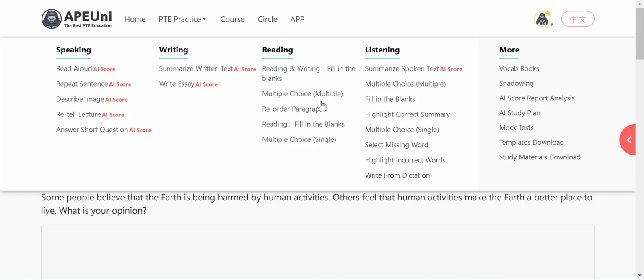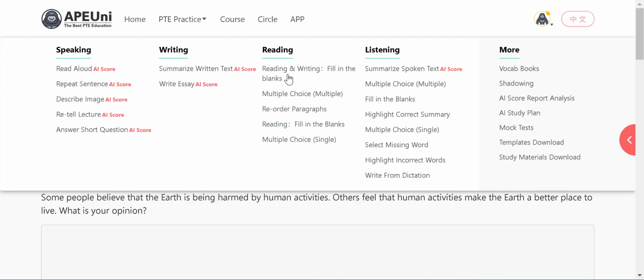The thing is that in the reading section and in the listening section, the given time is for the whole section. You get to manage your time while you are doing reading, and you get to manage your time while you are doing listening. If you spend too much time in the first task, like reading and writing fill in the blanks, you may not have enough time to do multiple choice at the end. The same for listening. If you spend too much time in summarize spoken text, you may not have enough time at the end of the exam to write from dictation.